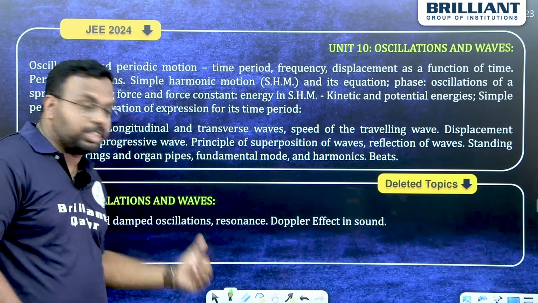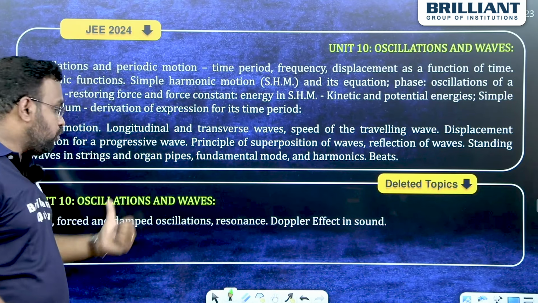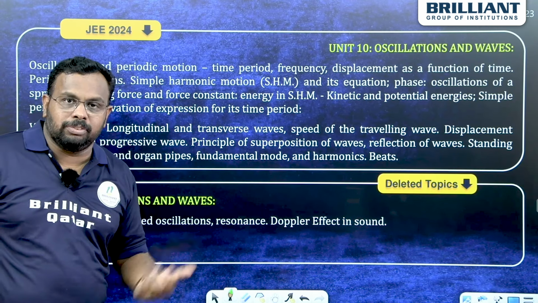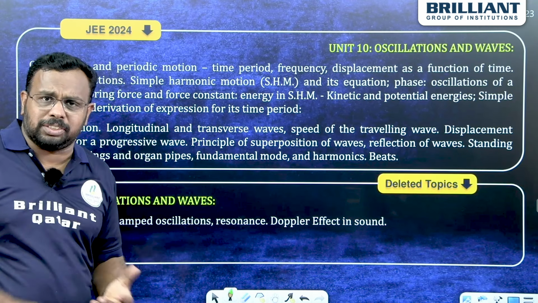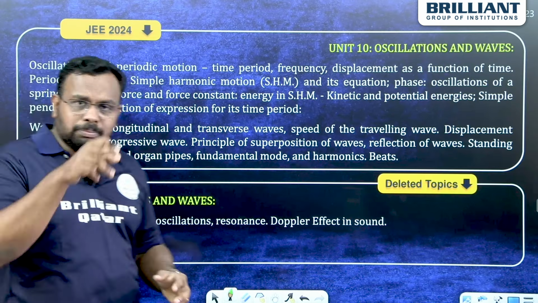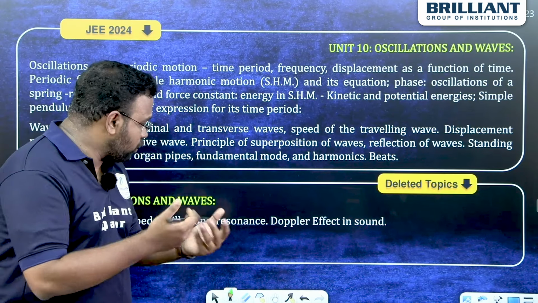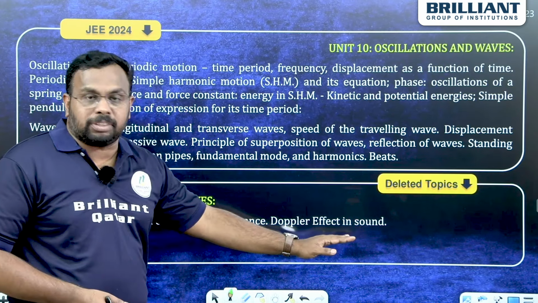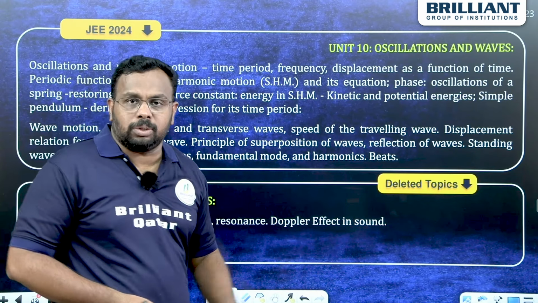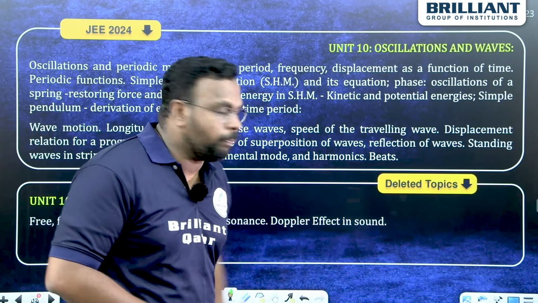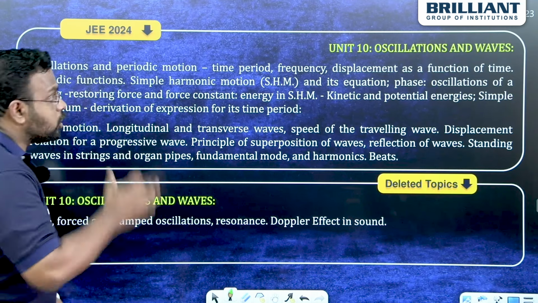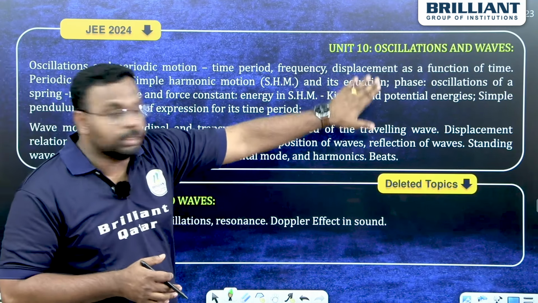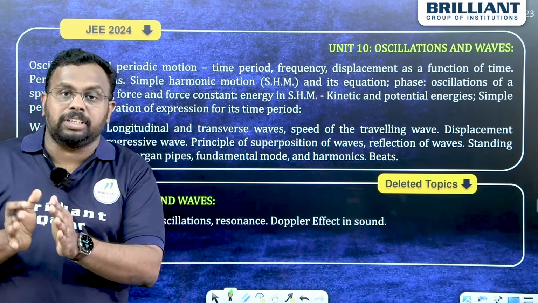And of course, some portions are deleted from it. You can check free, forced and damped oscillations. Free oscillation, damped oscillation, forced oscillation. It is deleted. There are some formulas, exponential formulas and all. So you can skip those things. Doppler effect in sound. Okay, that is also deleted. Doppler effect, leave it. Yes. Then that's all about Unit 10. So by this, the class 11 topics are over.